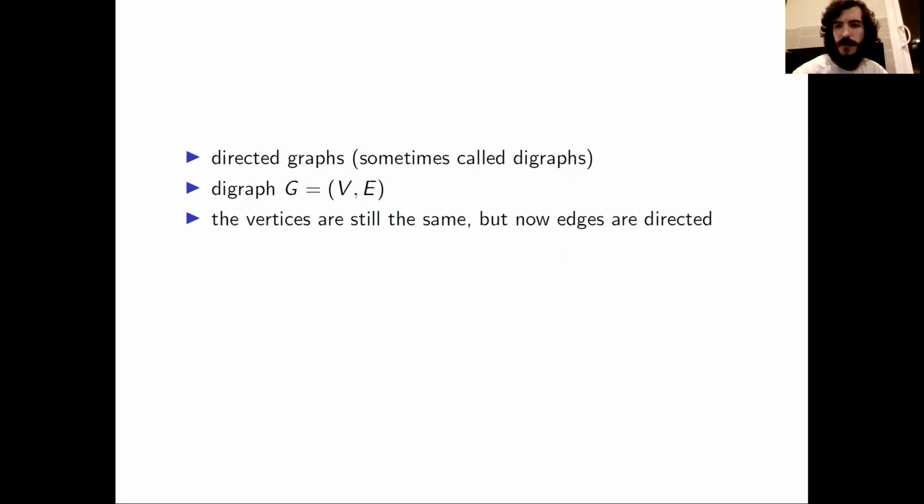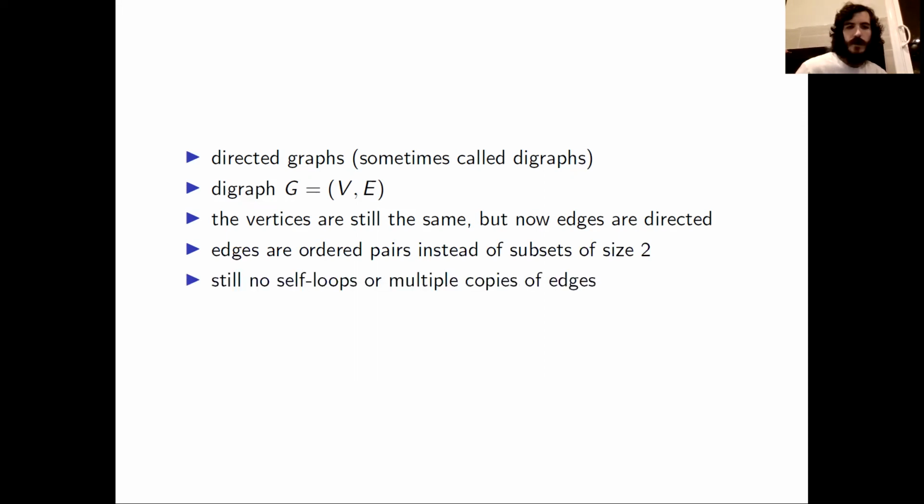We still have the same vertices. Nothing changed with the vertices, but now the edges, instead of being undirected, are directed. So edges, instead of being subsets of size 2, are now ordered pairs. We still won't have any self loops or multiple copies of edges.